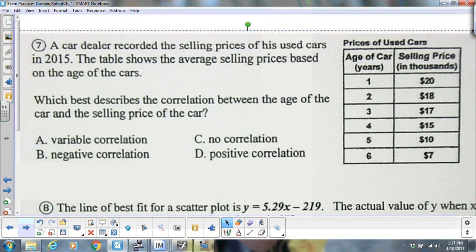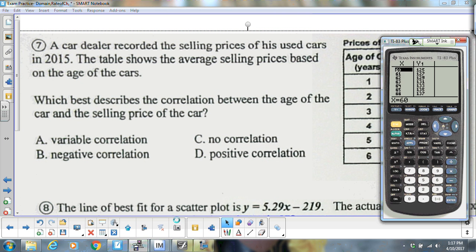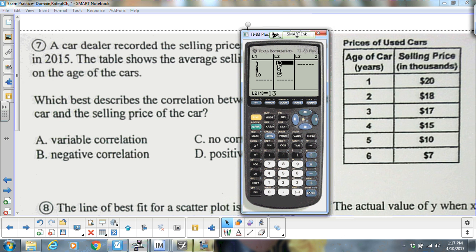All right, jumping to problem number 7. A car dealer recorded the selling prices of his used cars in 2015. You've got the table over here. Correlation coefficient. The first thing we're going to do is go to stat, edit. It's 1, 2, 3, 4, 5, and 6. And over here we've got 2018, 17, 15, 10, and 7. All right, stat calc 4, enter.